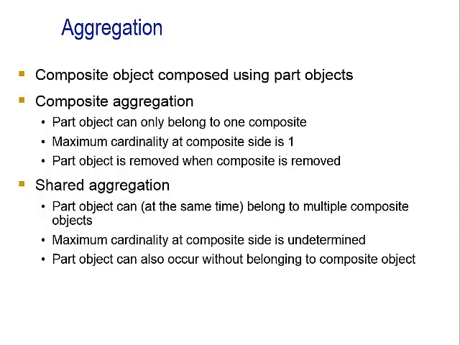In a shared aggregation, as the name suggests, a part object can at the same time belong to multiple composite objects. That means that the maximum cardinality at the composite site is undetermined. It's n, right? Undetermined means n. So that means if we remove the composite object, when you have a shared aggregation, the part object will still remain, will still exist.